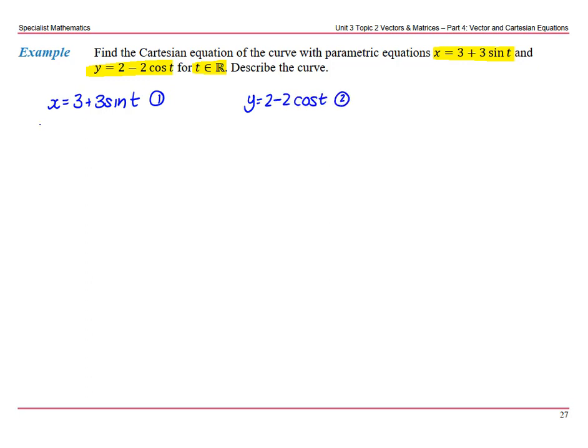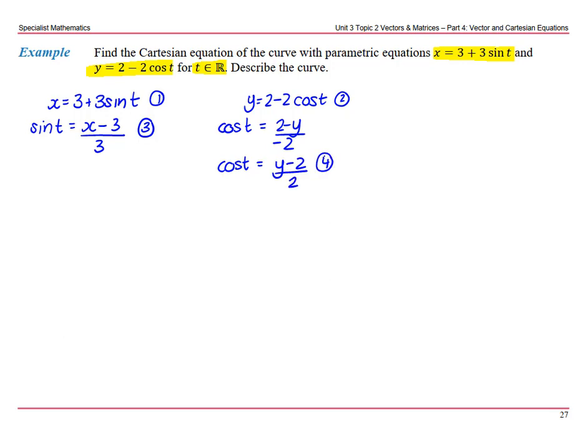Just like we have previously, isolate the trig function. So sine t equals, or trig ratio, x minus 3 all over 3. That'll be equation 3. Get cos t on its own and you'll have 2 minus y divided by negative 2, and that can be rearranged to be y minus 2 all over 2.